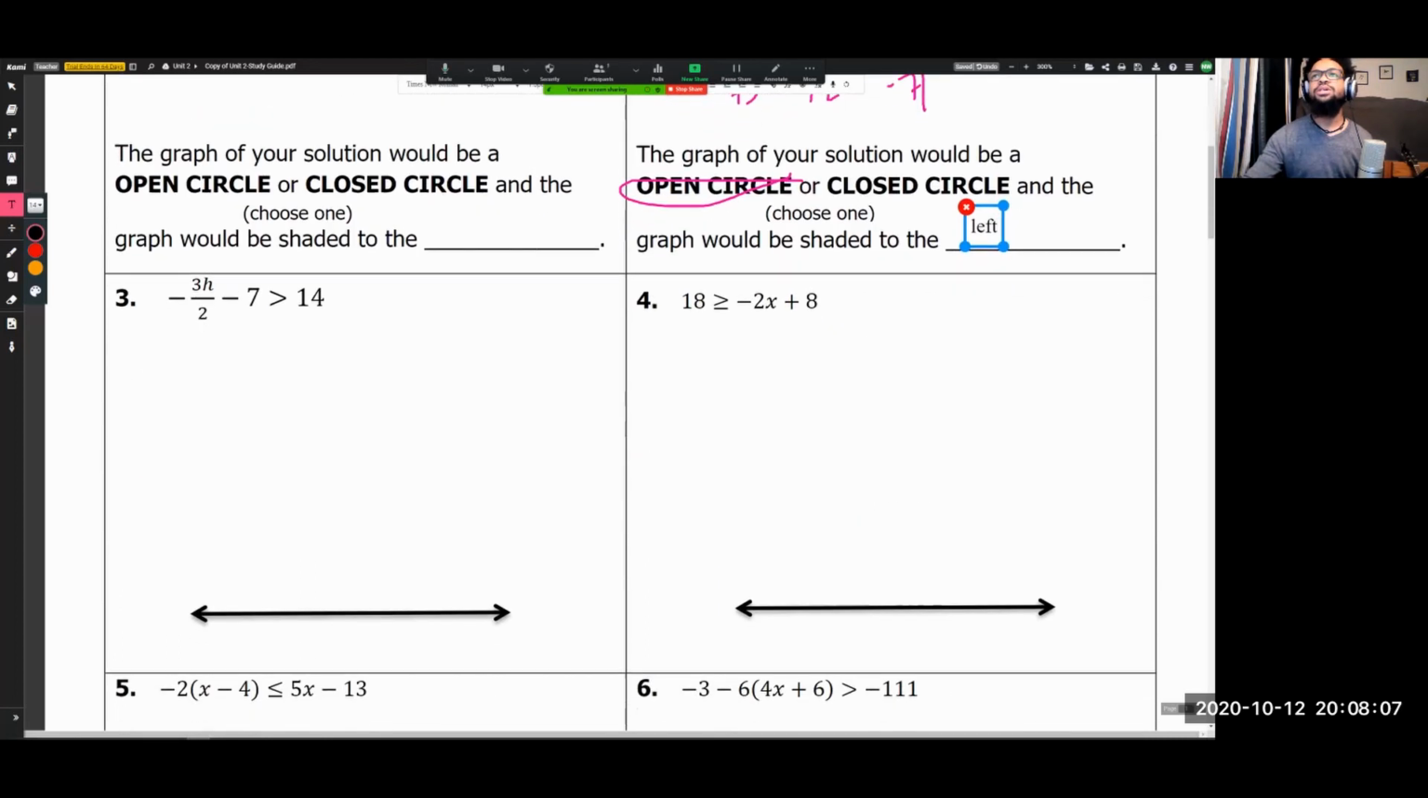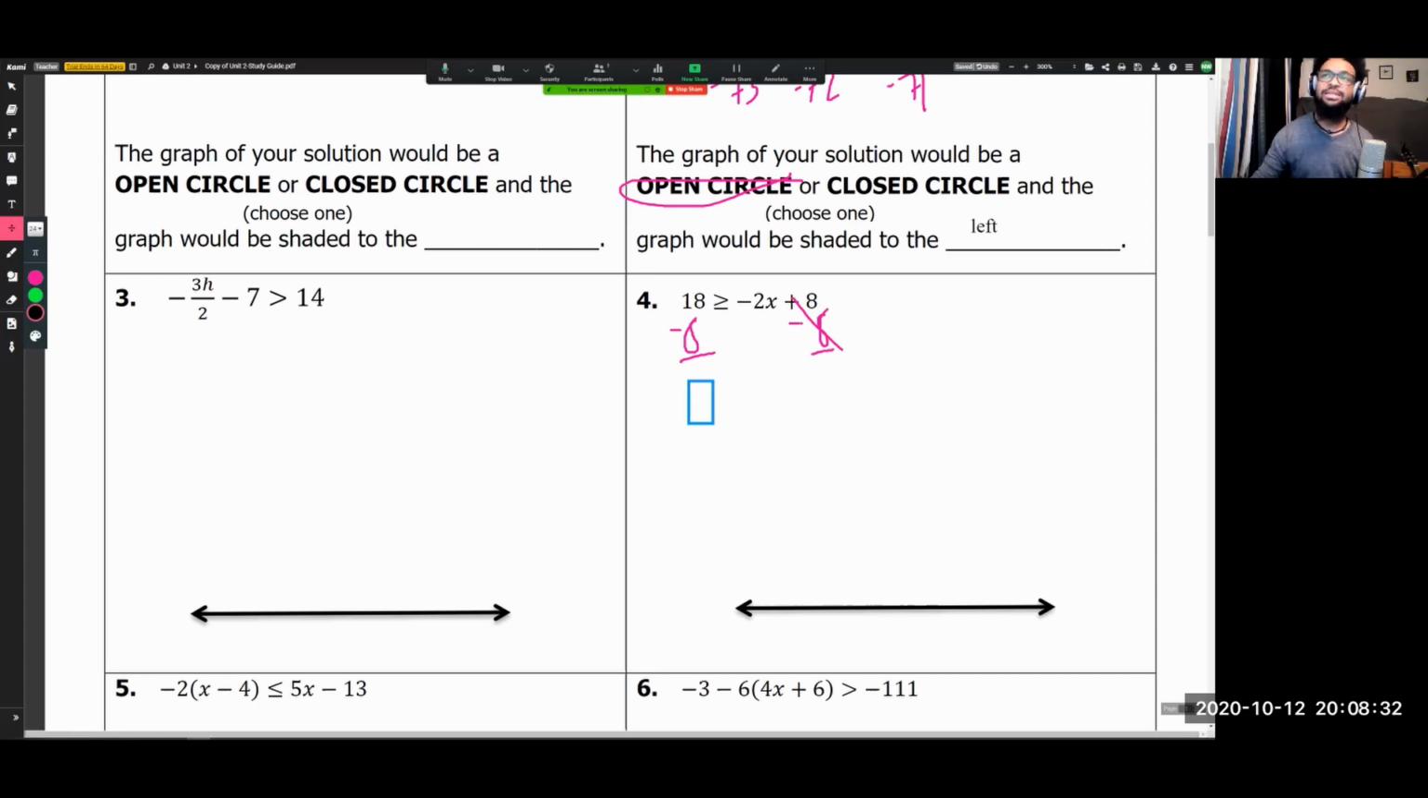Let's look at number 4. Number 4 is the same thing. We're going to solve this one. So my first step here is going to be to move this 8 over. I usually like to move my variable over to my left side of the equation, but I'm not going to do it this time because in case you see one like that where it makes more sense to do it, I want you to know how to do it. So we'll just keep it like this.